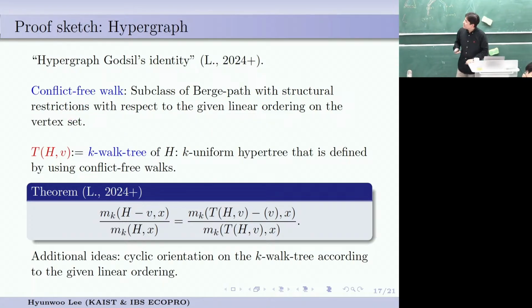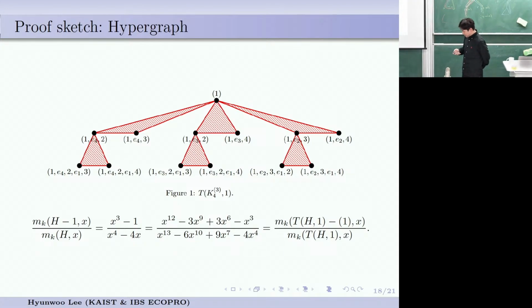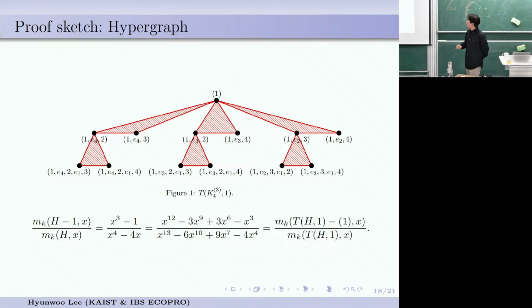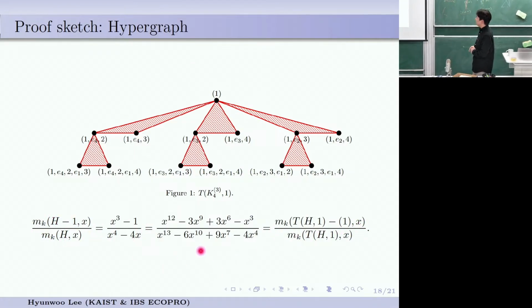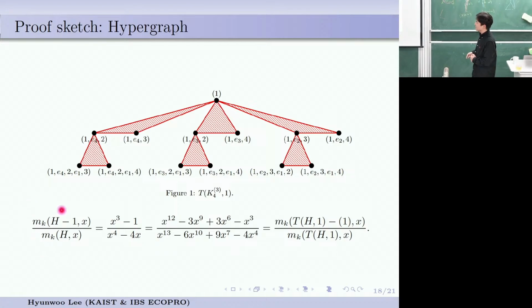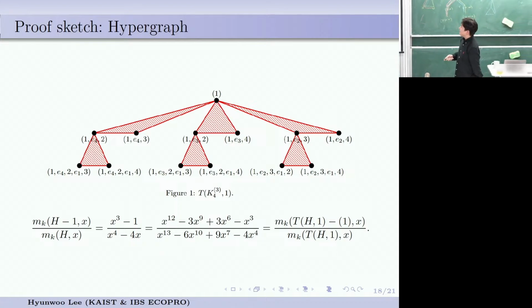So for example, let's say our given hypergraph is a tetrahedron, the K_4^(3). If we construct the k-work tree for the K_4^(3), it looks like this, and you can show that its matching polynomial is exactly the same as the original, the quotient of it. Okay, so you see.